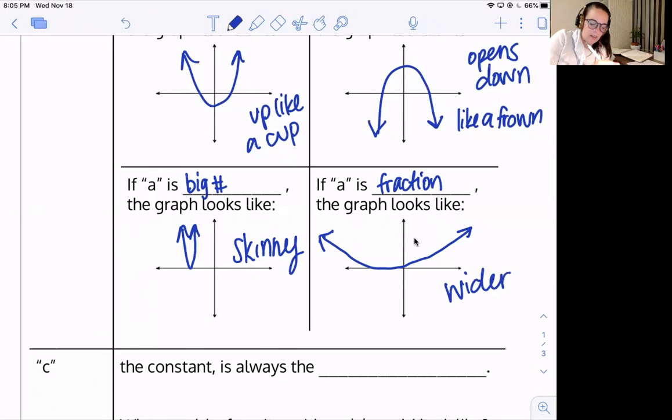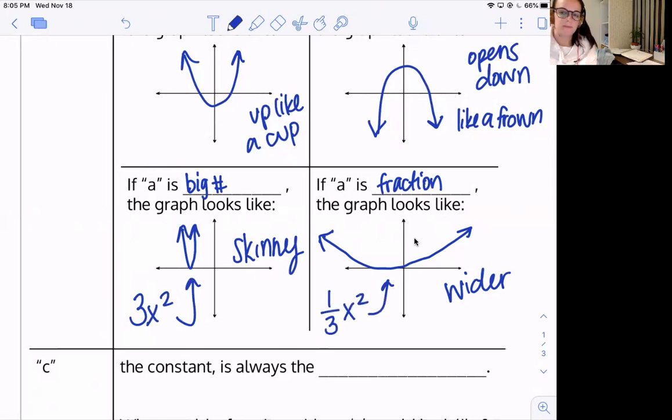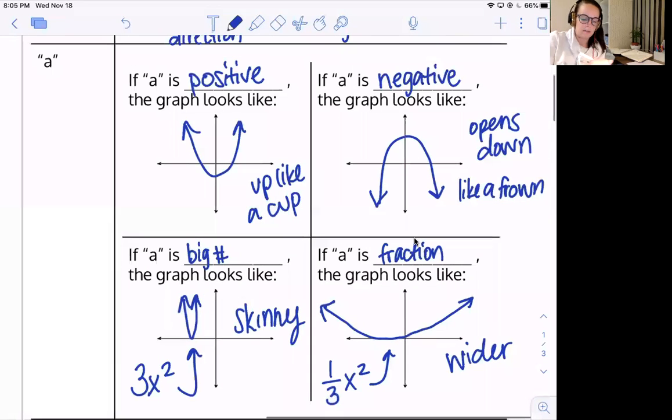So if we have something like 3x squared, it might look like this. If we have something like 1/3 x squared, it might look like this. The same is true for these up like a cup. This would be like 3x squared, and this would be like negative 3x squared. So positive up, negative down. If it's a big number, it's skinny. If it's a fraction, it's wide. All right.